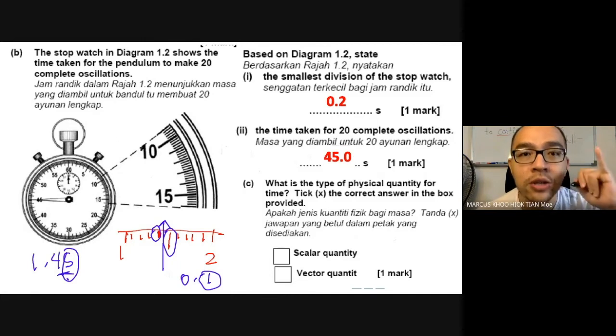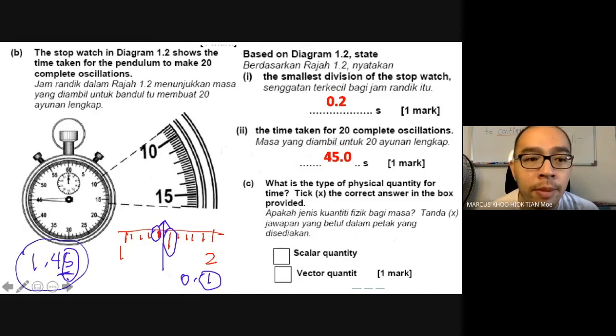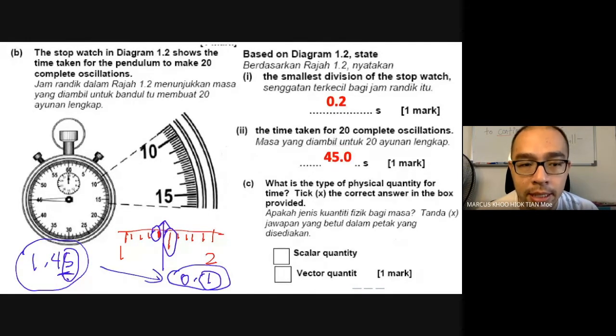The choice that you should not be making is the choice to do this kind of reading, because this smallest division doesn't make sense. If you give me this kind of reading, I will say, can you show me your ruler? Show me where is 1.45. You cannot show with any certainty that there is 1.45. So it is better to make a choice between 1.4 or 1.5.